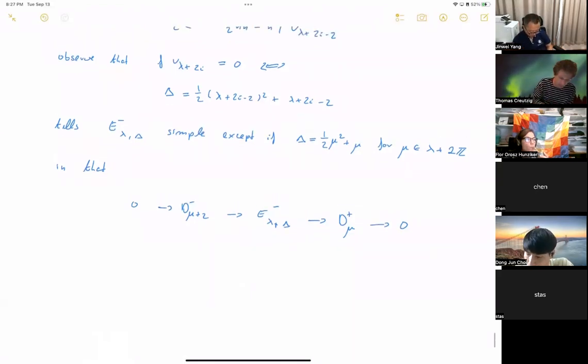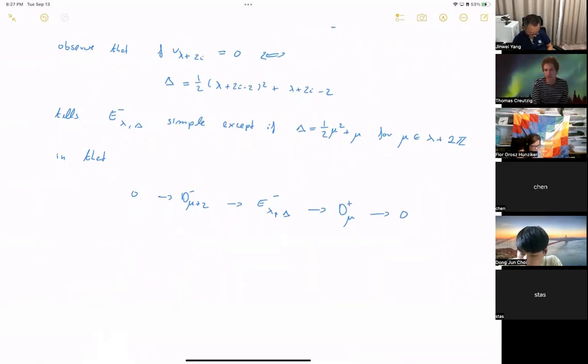And now it turns out these modules are generically simple, but whenever you choose your Casimir eigenvalue being related to an element in the coset of the chosen weight, in this sense, then your relaxed highest weight module, this E minus lambda comma delta, is not simple. But it has a simple submodule, and the corresponding quotient is simple as well, a lowest and a highest weight module.